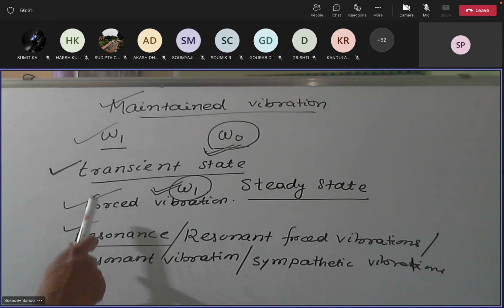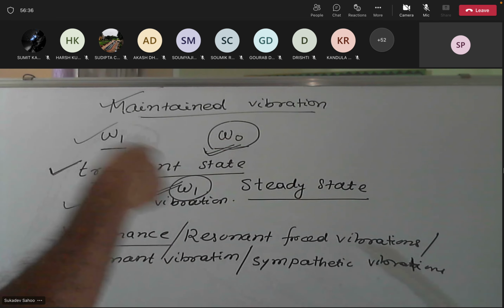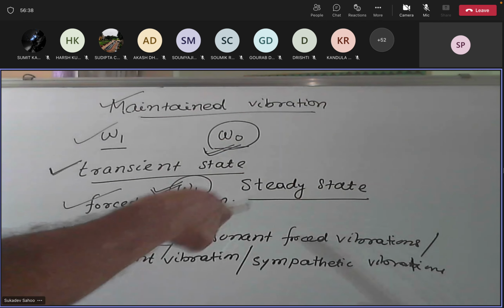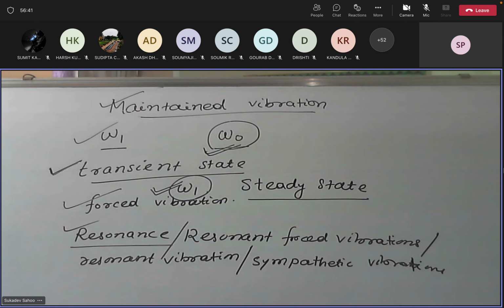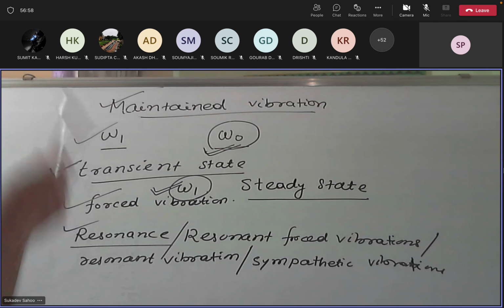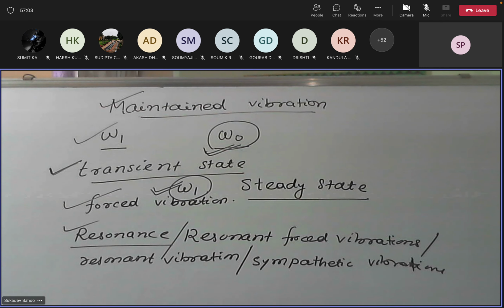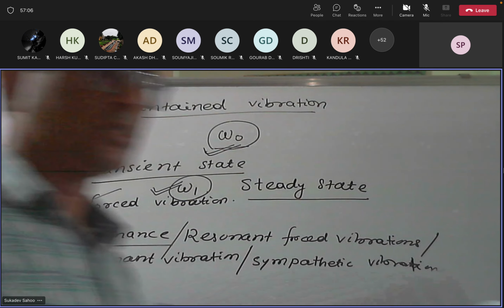So forced vibration, we can say that the vibration in which the body vibrates with the frequency of external periodic force is known as forced vibration. Or if you want to give the lengthy definition, you may write down like this. When the body vibrates under the influence of an external periodic force of frequency omega 1, and its frequency of vibration is also omega 1, which is different from its natural frequency, the vibration of the body is called forced vibration. Now clear?